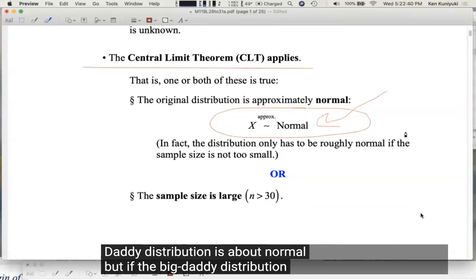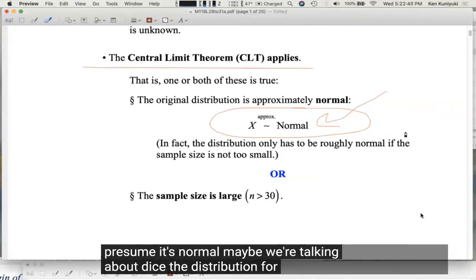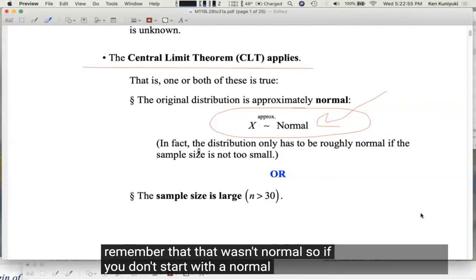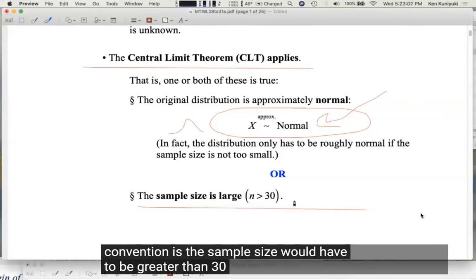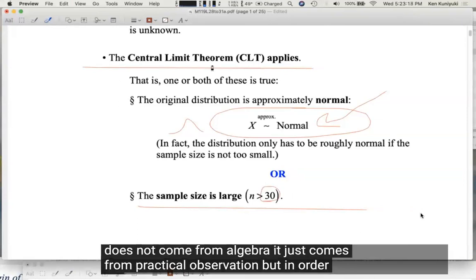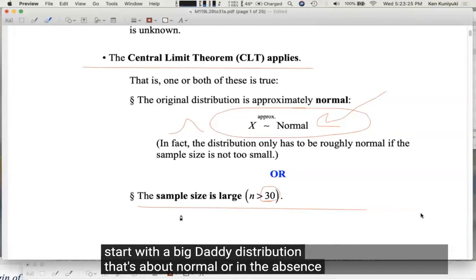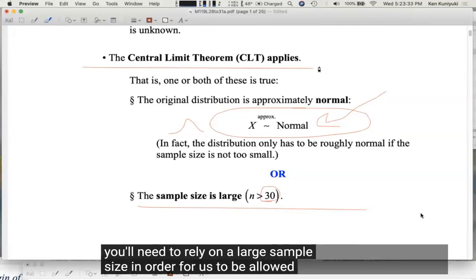But if the Big Daddy distribution is perhaps unknown, or we cannot presume it's normal, maybe we're talking about dice. The distribution for one die result is uniform, discrete uniform. Remember that? That wasn't normal. So if you don't start with a normal distribution, then you're going to have to rely on having a large sample size. The convention is the sample size would have to be greater than 30 if we're not allowed to assume approximate normality in the Big Daddy distribution. The 30 does not come from algebra, it just comes from practical observation. But in order for the CLT to apply, we either have to start with a Big Daddy distribution that's about normal, or in the absence of that, or if you're not sure what distribution you're starting with, then you'll need to rely on a large sample size in order for us to be allowed to apply the central limit theorem.